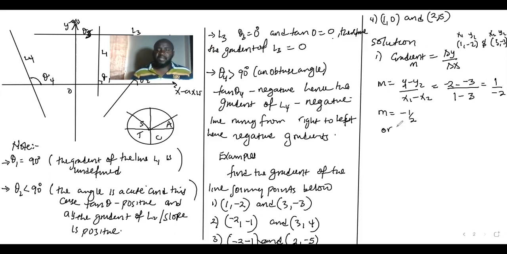Or whoever thinks of using the reverse, one can say m is equal to -3 minus -2 divided by 3 minus 1. You realize that you get -1 over 2. So they are the same answers. Whatever point you start with, the answer is the same. So before I go to question 2, Swale has a hand.